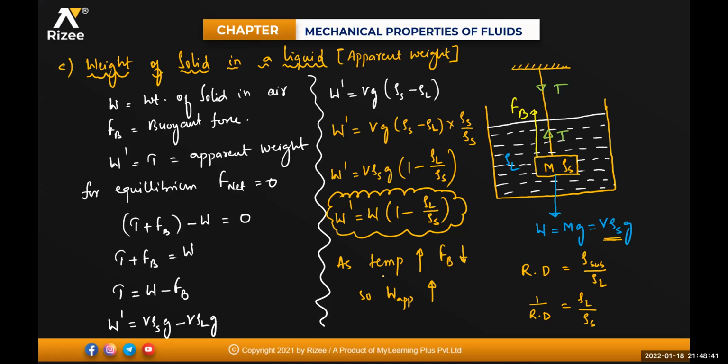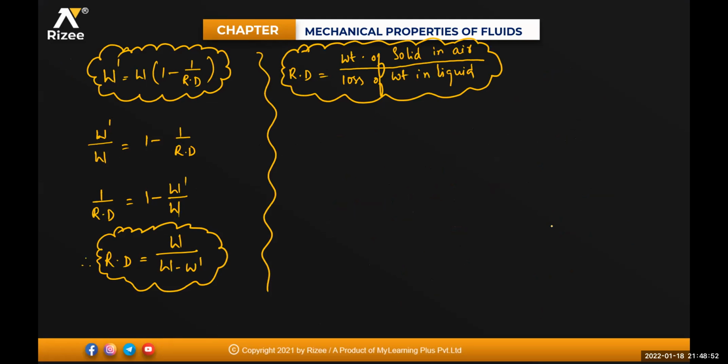Clear, beta? What is the apparent weight formula? Apparent weight is equal to capital W, the actual weight, into 1 minus density of liquid divided by density of solid. Density of liquid by density of solid is the relative density. So W dash is equal to W into 1 minus relative density. So W dash by W is 1 minus relative density. So 1 by relative density is 1 minus W dash by W. Taking the LCM, relative density is W by W minus W dash. That means relative density is equal to weight of solid in air divided by loss of weight in liquid. Clear, beta?